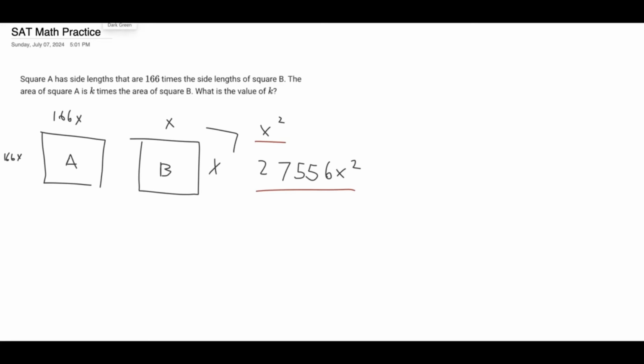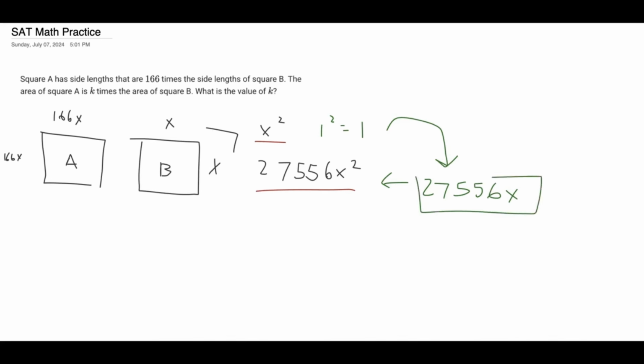So how can we compare? Well, we can just plug in a random value for x. So let's say the side length of B was 1, right? So then we would get 1 squared. 1 squared is just 1. And then since 1 squared is 1, then we know for the bottom part, this is just equivalent to 27,556. We can clearly see the relationship here that the area of square A is 27,556 times.